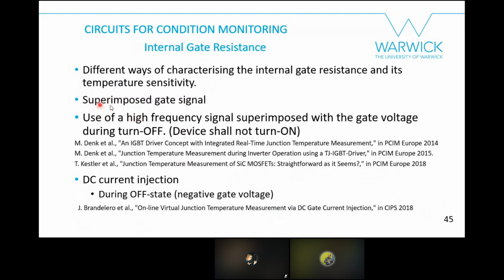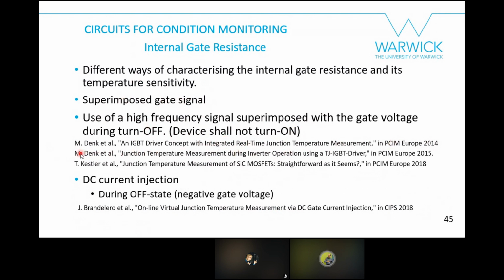Another way to monitor this internal gate resistance is using a superimposed gate signal. I'm just going to mention this briefly, as there are a lot of publications on that. You use a high frequency signal superimposed on the gate voltage during turn off. It's important that the device shall not turn on. It's an AC signal, and usually they bias the device with a negative voltage to be sure that the superimposed signal during the turn-off state is not turning on your device.